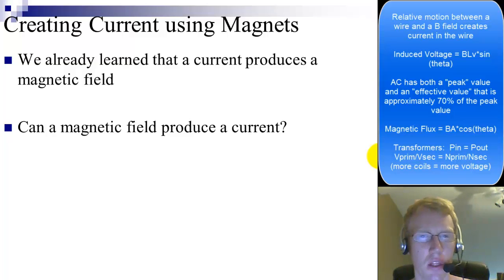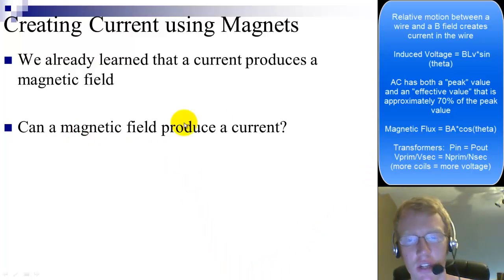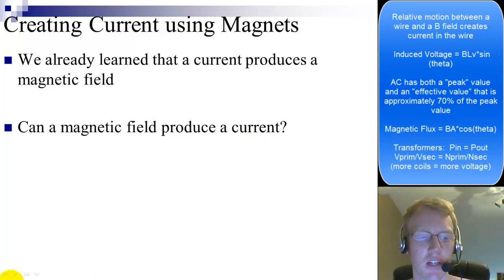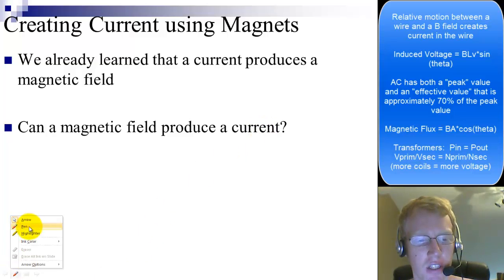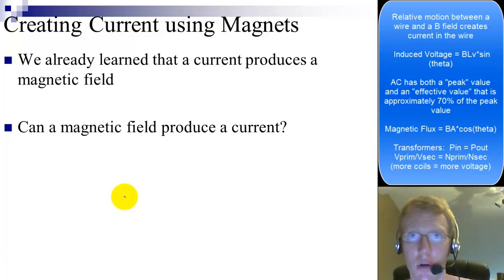So the question then is, well, can we do this in reverse? Can a magnetic field then create current instead of current creating the magnetic field? And as in physics, usually things are symmetrical, or maybe always things are symmetrical. And so the answer is going to be yes. You can use magnetic fields to actually generate current in a wire. So we'll see how that happens.